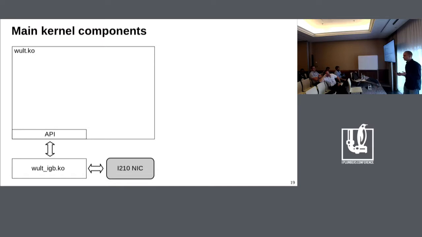So we have two modules. We implement this as modules. One is called Wult, the other is Wult IGB. The main logic of measurement is implemented in Wult, and Wult IGB is a simple driver that knows how to talk to the network card. Wult defines the API, Wult IGB implements it. So from Wult's point of view, Wult IGB is just a delayed interrupts provider. It could be some other device, so it's a small layer of abstraction.